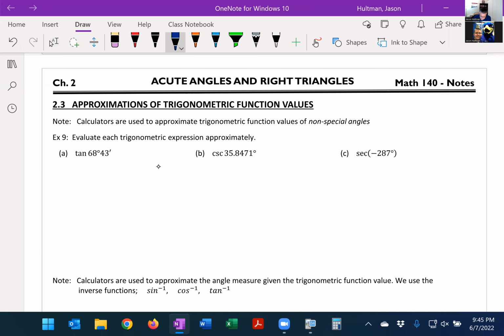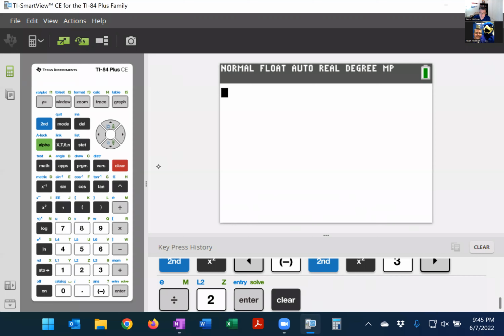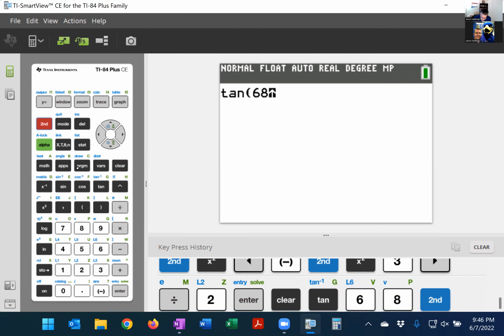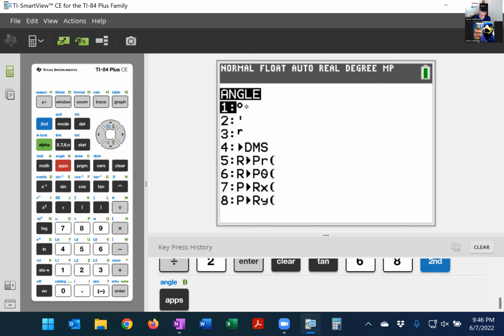So we're going to plug tangent of 68 degrees and 43 minutes into the calculator. So let's go ahead and do that. So we want the tangent. The tangent key is right there in red. Okay, the tangent of 68. Now I want to get the degrees. How do I get degrees? Well, I have to go to the angle key, which is the second apps key. So it's second, and then apps, and there's the degrees.